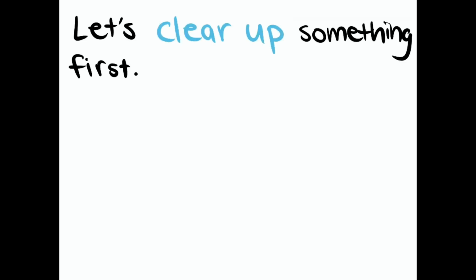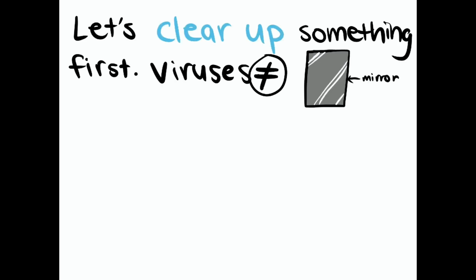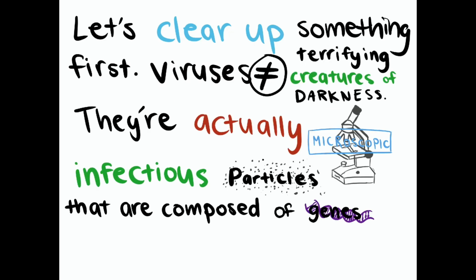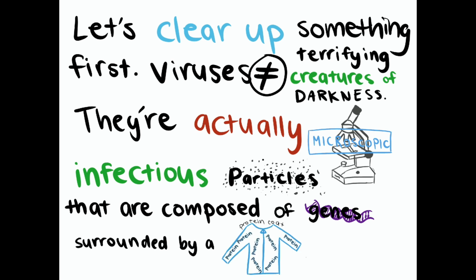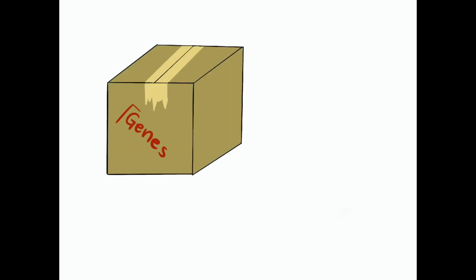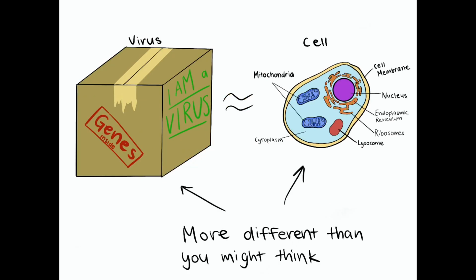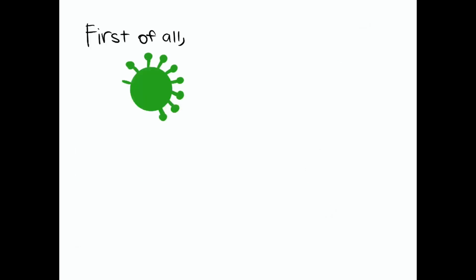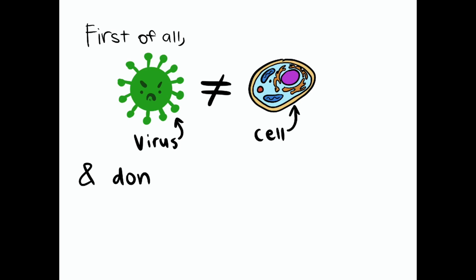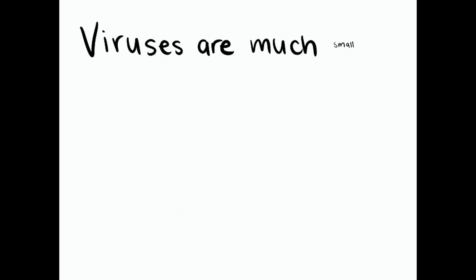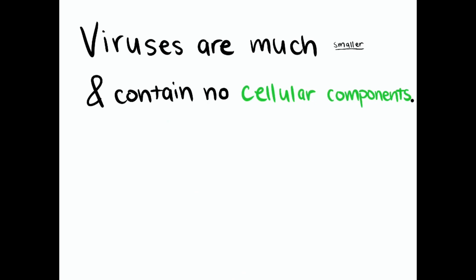Let's clear up something first. Viruses are not terrifying creatures of darkness. They're actually microscopic infectious particles that are composed of genes surrounded by a protein coat. You can think of them as a package of genes, kind of like a cell, although they are more different than you might think. First of all, viruses are not cells and they don't play by the same rules that cells do. Viruses are much smaller and contain no cellular components.